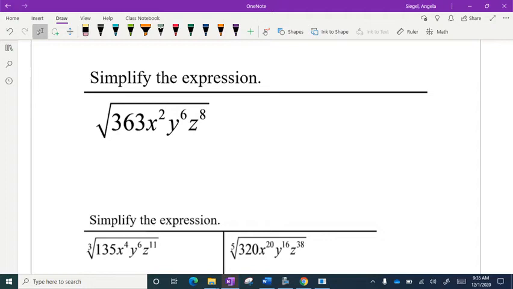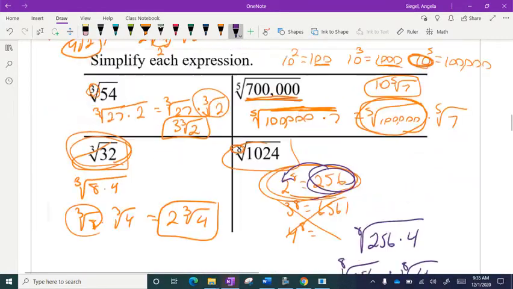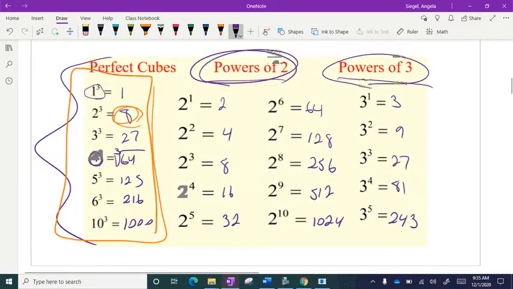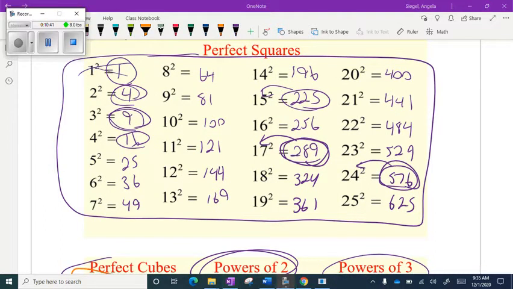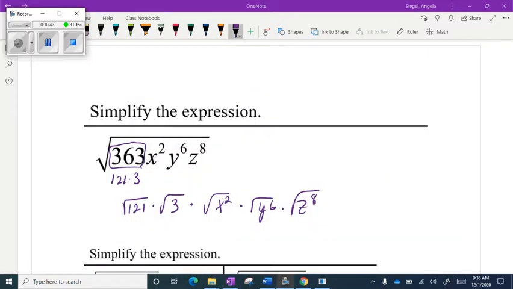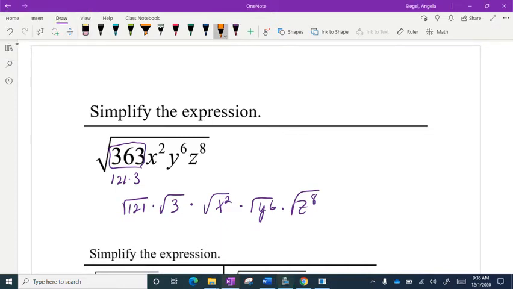Okay, so we're going to get into simplifying expressions. So this, I want you to just treat like it's just the square root of 363. So I want you to come back up here and find the biggest perfect square that goes into 363 and see what you get. Okay, so you should have seen that 121 was the biggest perfect square that goes into 363. Okay, so 121 times 3.